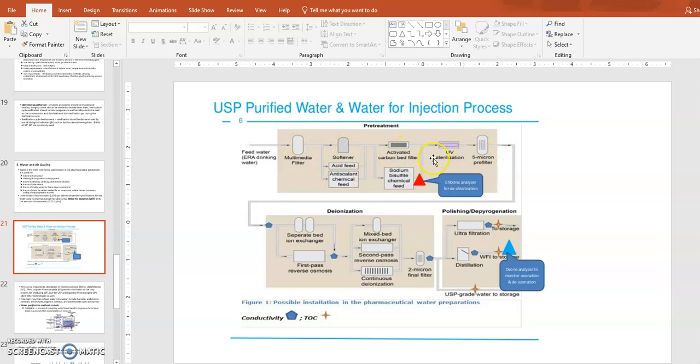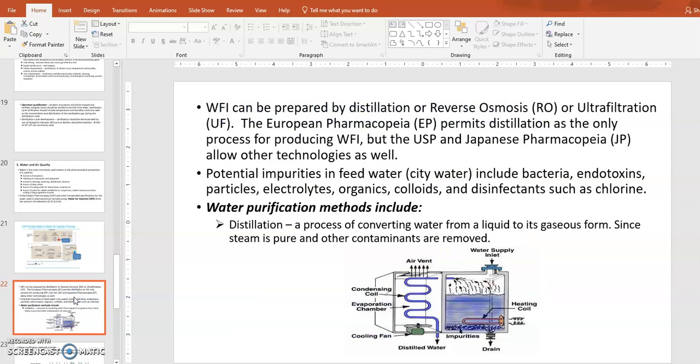So many filtrations, so much using charcoal and iron baths and different filters, and then this distillation. By combining all those, you can generate WFI quality water. That's how your WFI water is generated. So WFI is prepared by distillation, reverse osmosis, or ultrafiltration, and the European standard requires similar quality water, and the Japanese and international standards as well. Potential impurities in feed water: it has a lot of bacteria, maybe endotoxins, particles, electrolytes, organic colloids, and all those things. They should be removed, even chlorines as well. So the water purification methods include all those things.